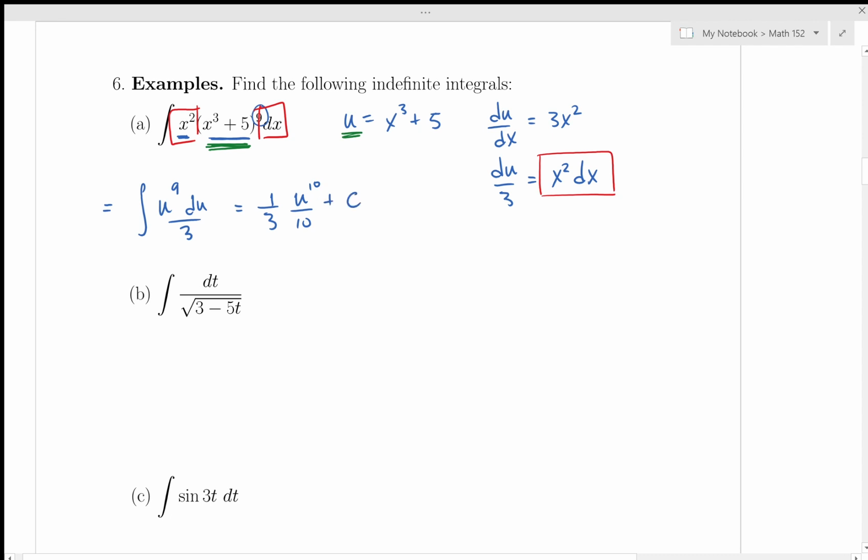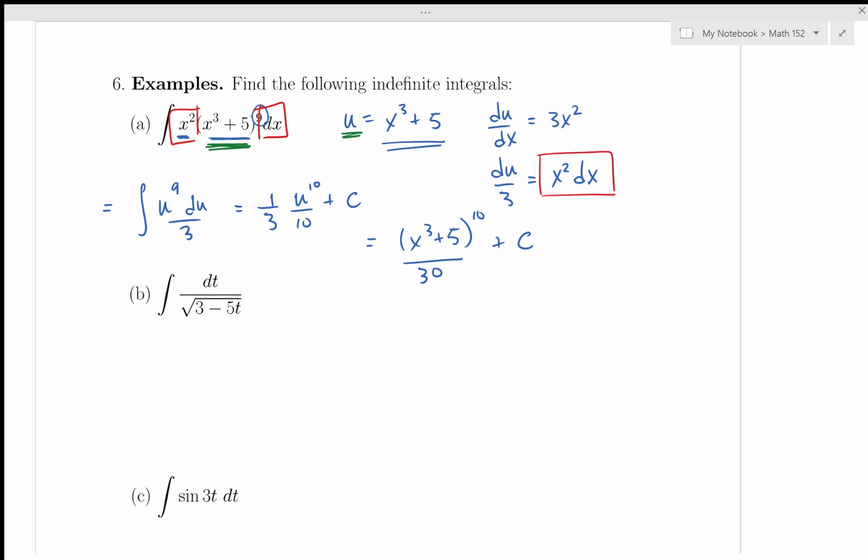And then I back substitute. I know what u is. u is x cubed plus 5. So this integral then becomes equal to x cubed plus 5 to the 10 divided by 30 plus a constant. Okay, so now I have the answer to my original integral.